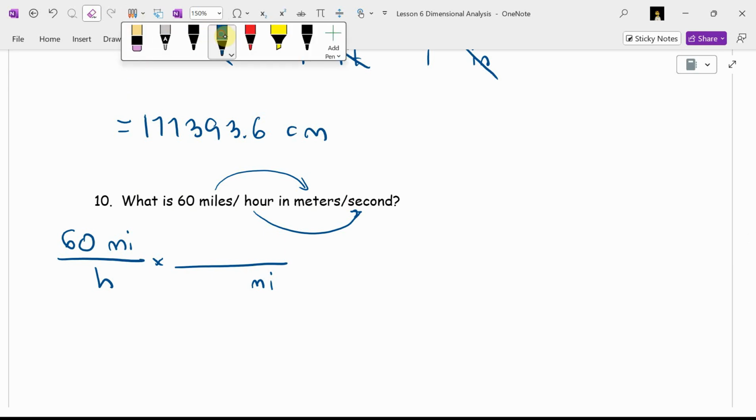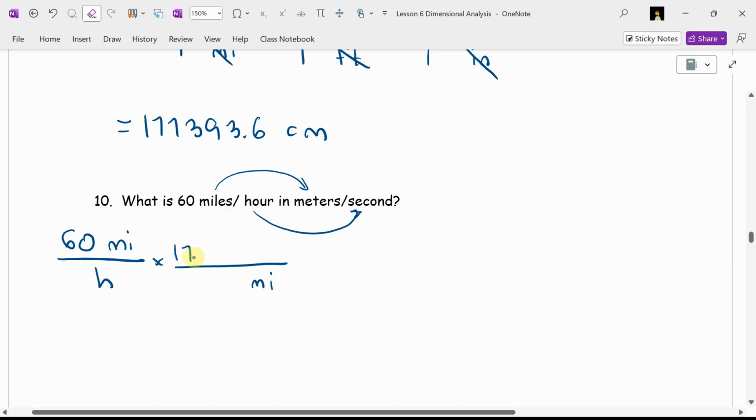So I'm going to say apparently it's 177,393.6. Mr. Dueck, can I round that up? No, it's my conversion factor. I want to use as many sig figs as possible.